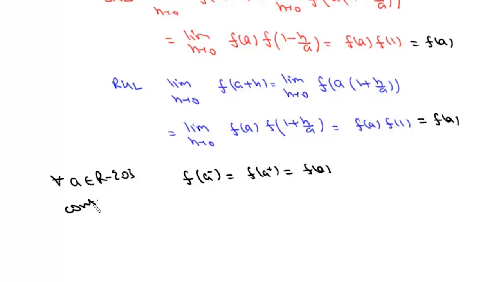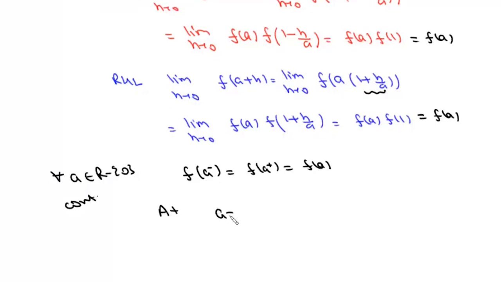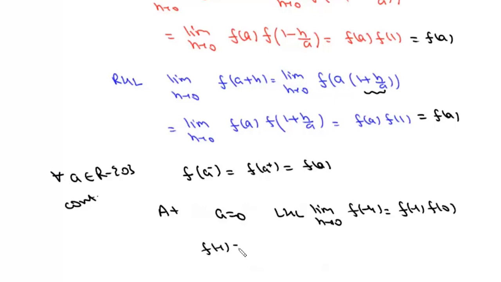Now, what will happen at a equals 0? At a equals 0, if we look at its left-hand limit, it will be the limit as h tends to 0 of f(-h), which is f(-1) into f(0), and this f(-1) may not be equal to 1. So at a equals 0, it may be continuous and it may be discontinuous. So it is not necessarily true. So this function is continuous for all x except at 0.